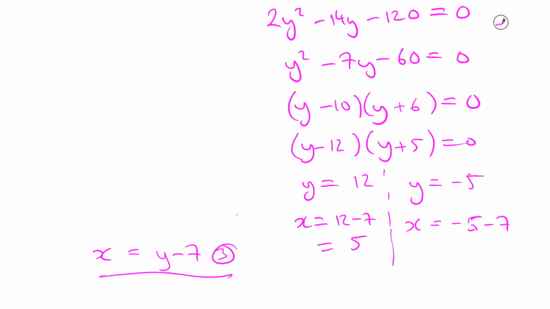It's getting a bit messy there. Okay, so when y equals 12, x equals 5, and then when y equals minus 5, x equals 12 minus, and then where is it? Minus 7, it's minus 12. How do you get minus 19?